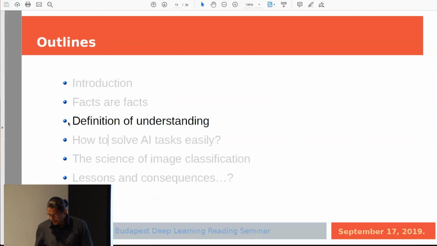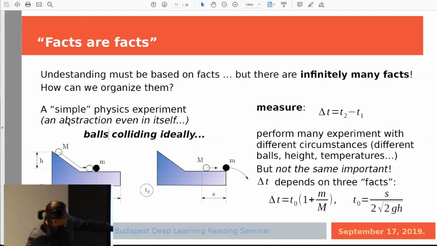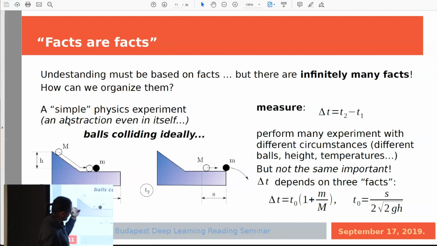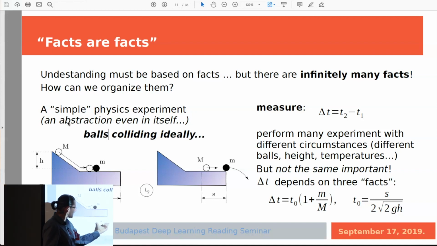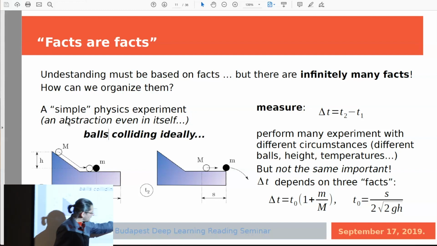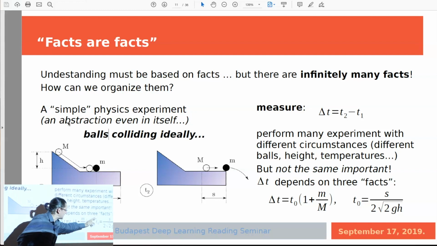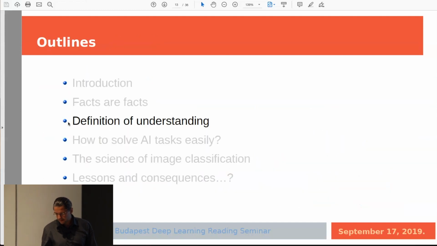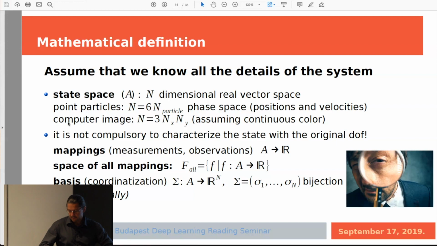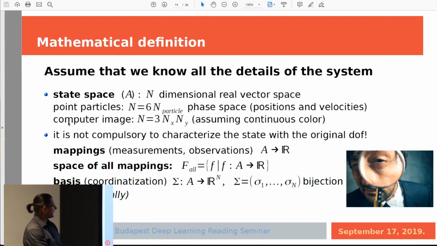So what we see, we just go back here. So probably there are, for example, here we have more relevant quantities than just what appears here, because we could measure S and H separately, but there is only one combination which appears in this picture, in this equation. So this means that these facts are not independent. So I think we can now define understanding, and I use some math for it. I hope that it will be followable.